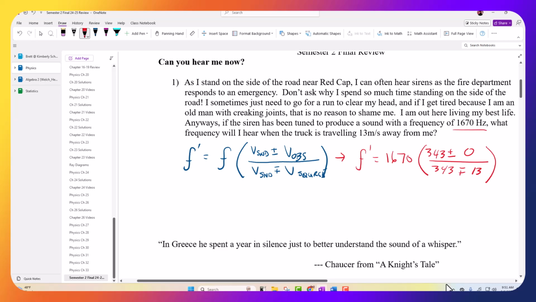With the plus or minus signs, remember that if you expect the frequency to go up, you expect a higher frequency because of the Doppler effect, you should use the top signs. If you expect the frequency to go down, you should be using the lower signs. So as the fire engine goes away from me, the sound drops in pitch. So we expect a lower frequency, which means we're going to use the lower signs. On top, it doesn't matter. We still have our 343, but on the bottom, we're going to use 343 plus the 13.